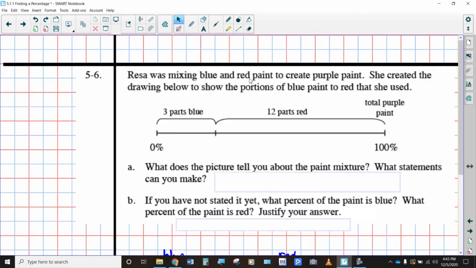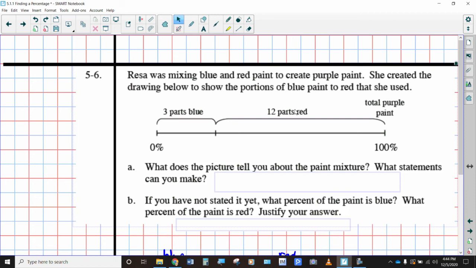Risa was mixing blue and red paint to create purple paint. She created the drawing below to show the portions of blue paint to red paint that she used. So notice that she's got 3 parts blue for every 12 parts of red.